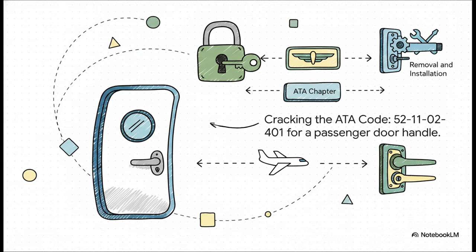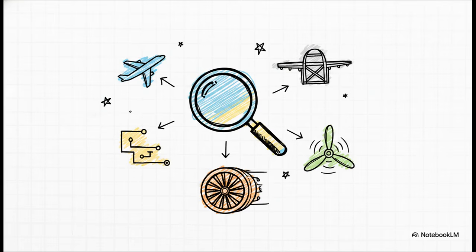And that final 3-digit block, 401, is the page block. That tells us the exact procedure, in this case, removal and installation. See how that works? To navigate this quickly on the floor, you really need to memorize these broad groupings.